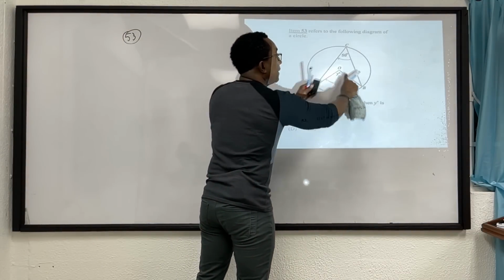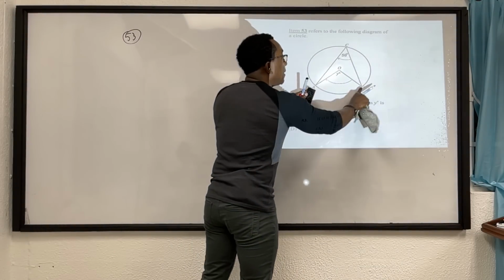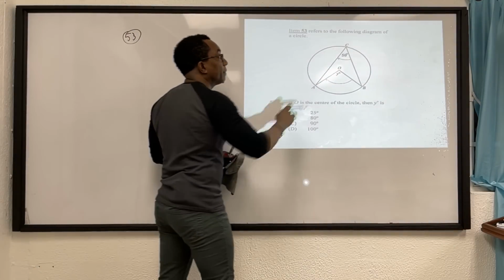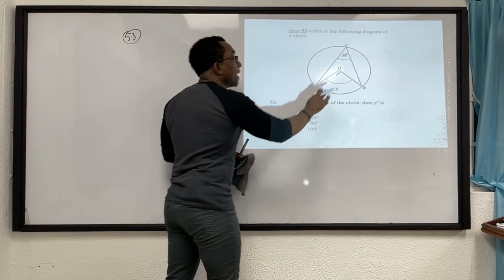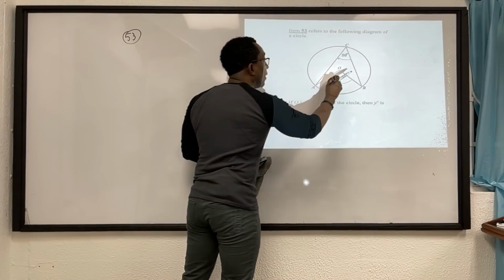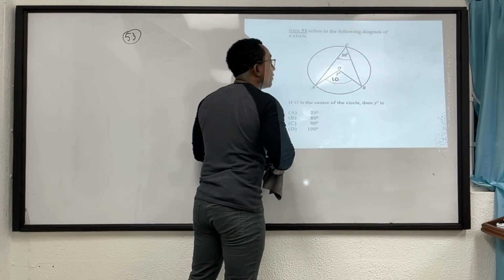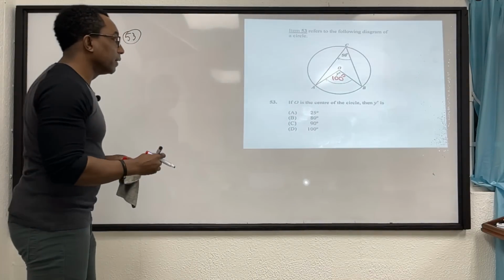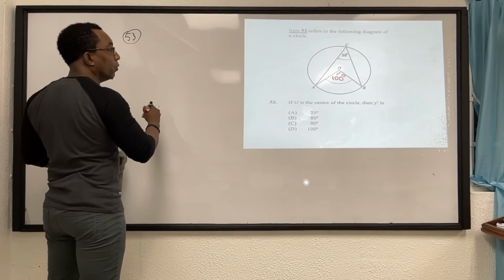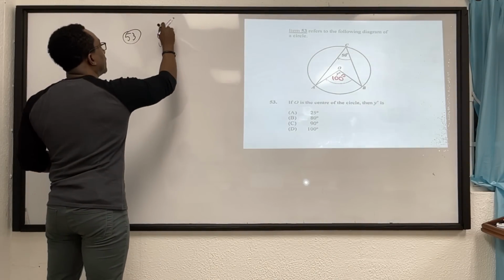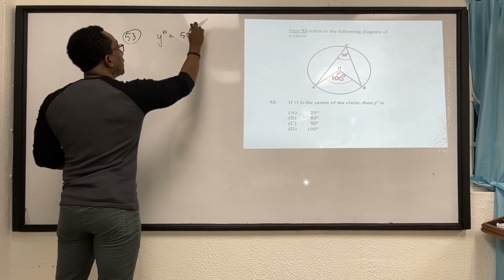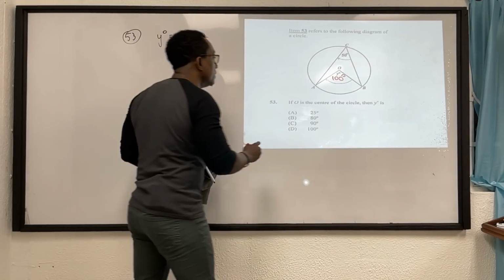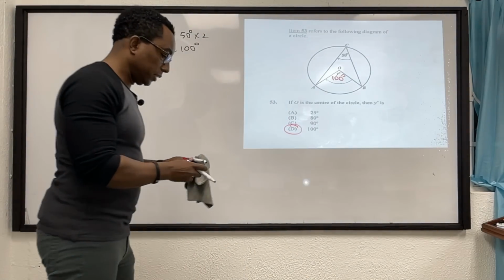So this arc here subtends this angle at the center, and the same arc subtends that angle at the circumference. So if this angle is 50 at the circumference, then the angle at the center will be twice that, which will be 100. So let me put that in red. So this will be 100 degrees. So the angle at O at the center, which is Y, will be equal to 50 by 2, which is 100 degrees, whose answer is D. Question 54.